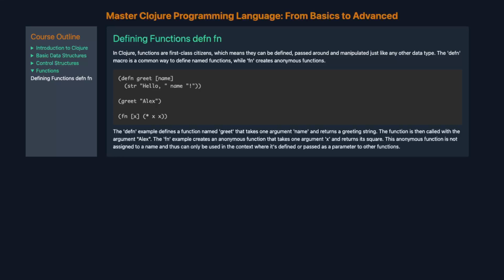The fn example creates an anonymous function that takes one argument x and returns its square. This anonymous function is not assigned to a name, and thus can only be used in the context where it's defined or passed as a parameter to other functions.